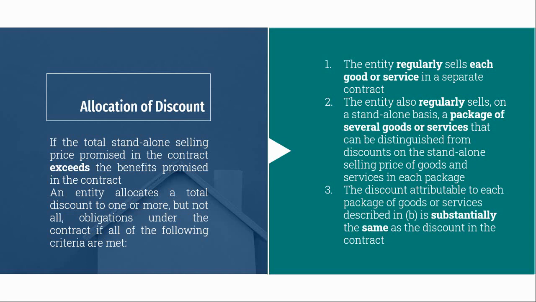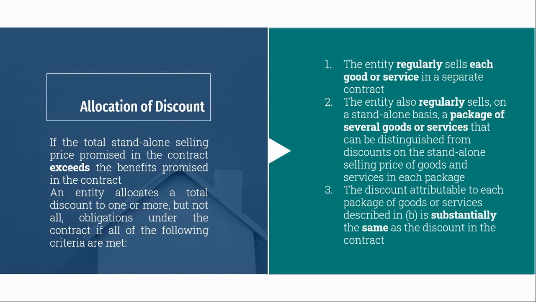It is when the customer receives a discount for the purchase of a package of goods or services if the total standalone selling price promised in the contract exceeds the benefits promised in the contract. The entity allocates a total discount if all of the following criteria are met. First, the entity regularly sells each good or service in a separate contract. Second, the entity also regularly sells, on a standalone basis, a package of several goods or services that can be distinguished, with discounts on the standalone selling price of goods and services in each package.